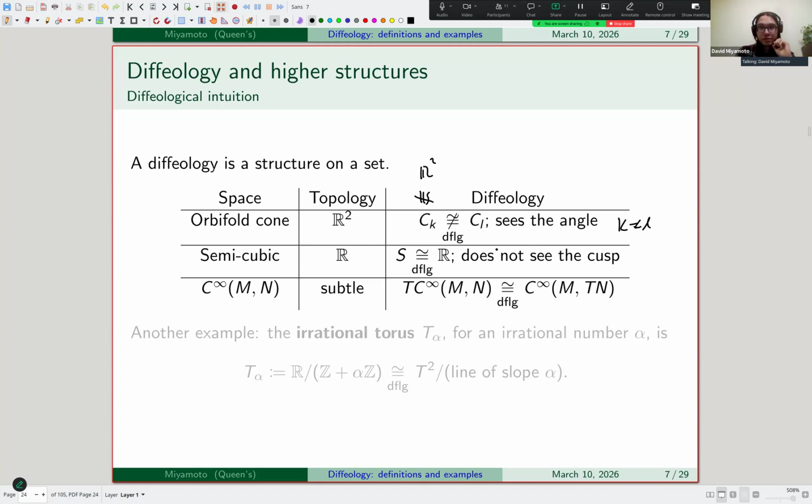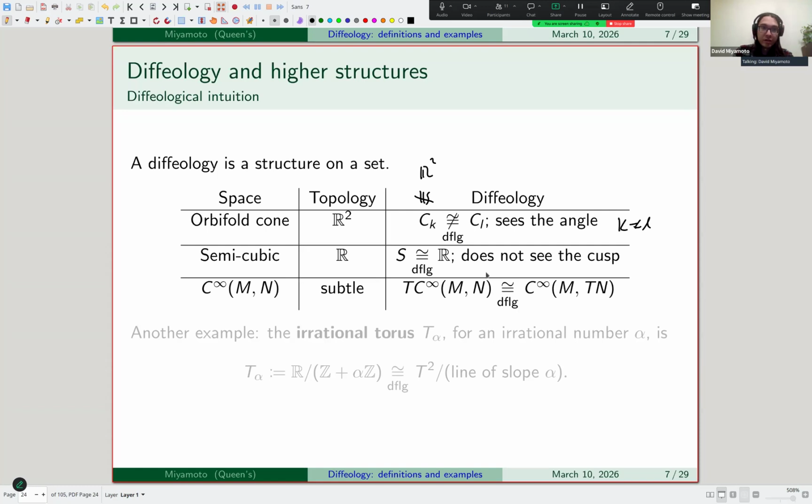So we can see a singularity at the origin, and we can actually see how tightly you wound the cone. The semicubic, now this one is a bit interesting and maybe goes against the first intuition you get from the first line. Topologically it is R, and diffeologically it is actually also R. Diffeology equips the semicubic with a smooth structure, the smooth structure of the real line, and it does not see the cusp. So you have a manifold, but you actually fail to see the singularity. I will talk more about that in a bit.